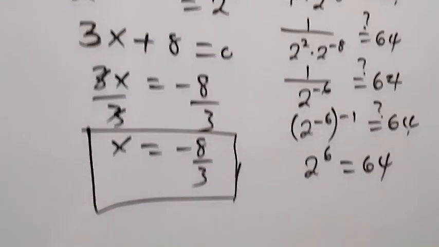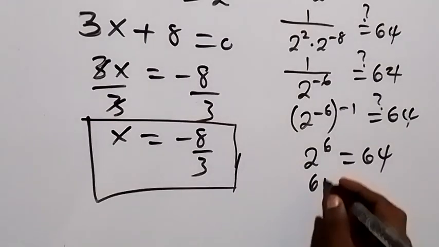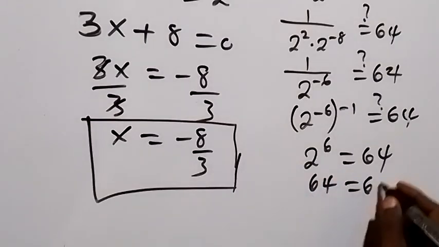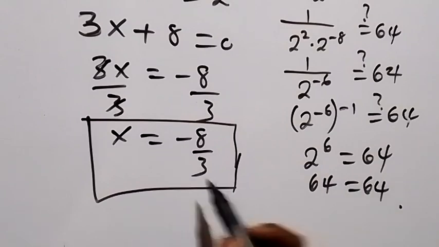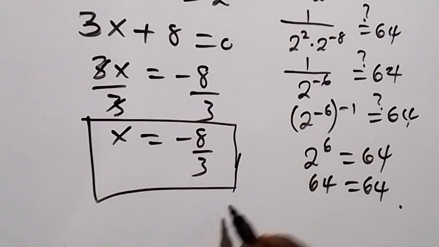And when you find this one, we discover that this is 64, which equals 64. And here, the left hand side equals the right hand side. Therefore, x equals to minus 8 over 3 is the solution to this problem.